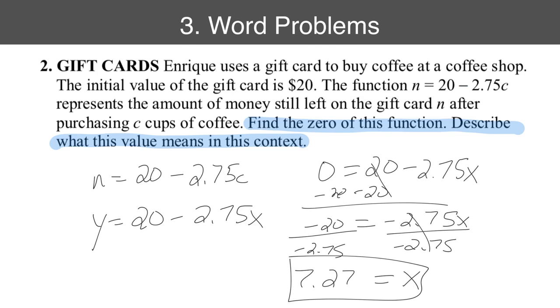Now it asks us to explain what it means. Well, what does that mean? Well, that means Enrique can get about 7 cups of coffee with his gift card. Now, we see a 0.27 here. He can't get a full 1/8 cup of coffee. He can only get 7 full cups. So we'd say he can get about 7 cups of coffee.